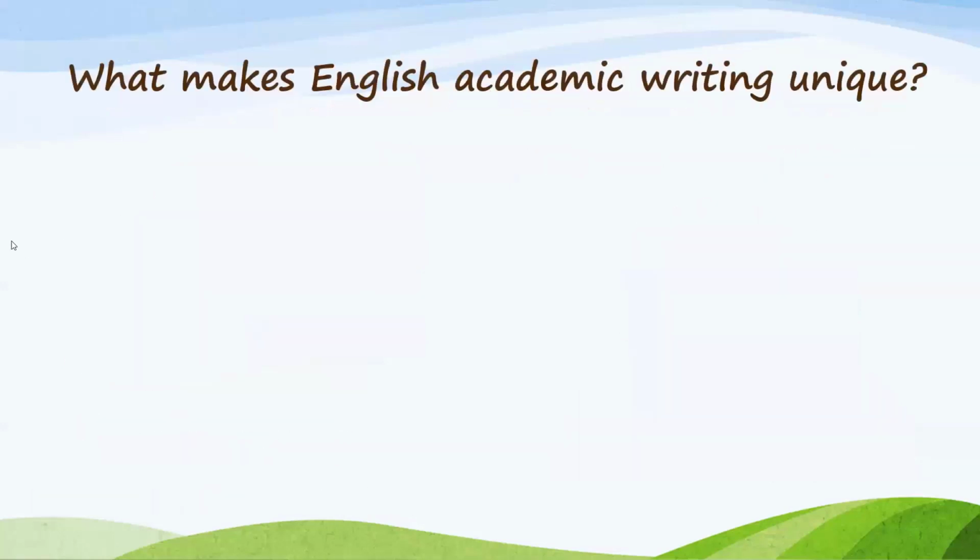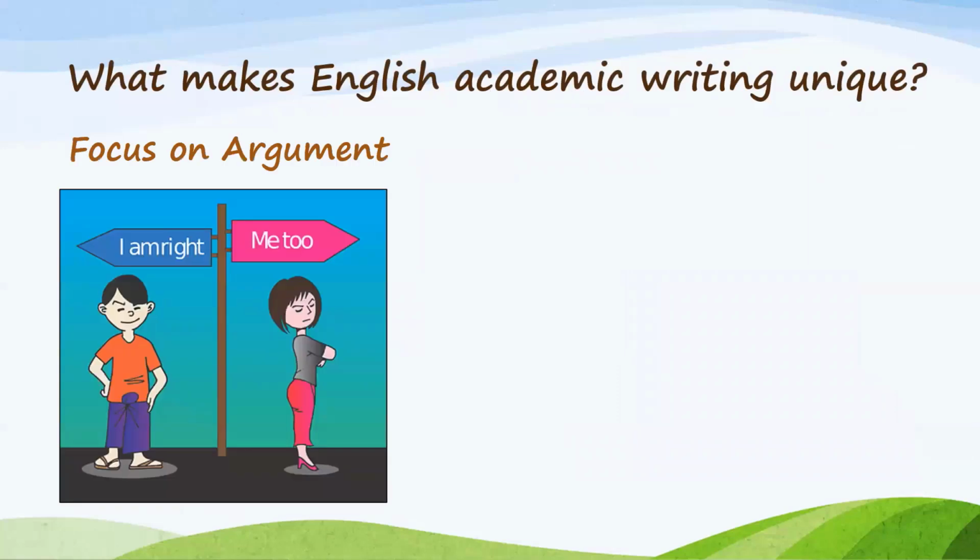So what makes English academic writing unique? Well, first of all, English academic writing focuses on argument. So what exactly do we mean by that? Well, we talk about academic writing having a thesis statement. And this is something that's easily seen in things like opinion essays or persuasive letters or persuasive essays, but it actually finds its way into all genres of academic writing, even in process essays.